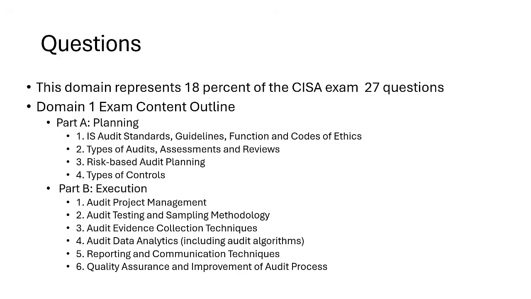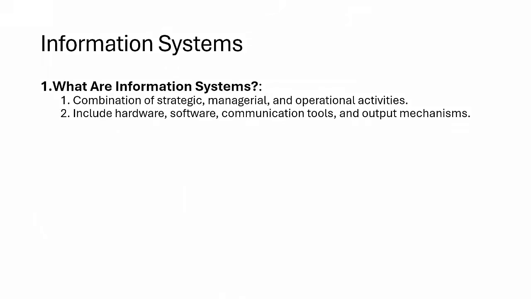Okay, audit data analytics is part of the new syllabus of CISA, because last year CISA revised the syllabus and they added a very good section on AI/ML with audit data analytics. It was there before, but this time they added AI/ML in that. And reporting and communication techniques and the quality assurance and improvement program are also part of this requirement. So the first part we're going to discuss is planning. In my next slide, we're going to first cover planning and then we cover execution.